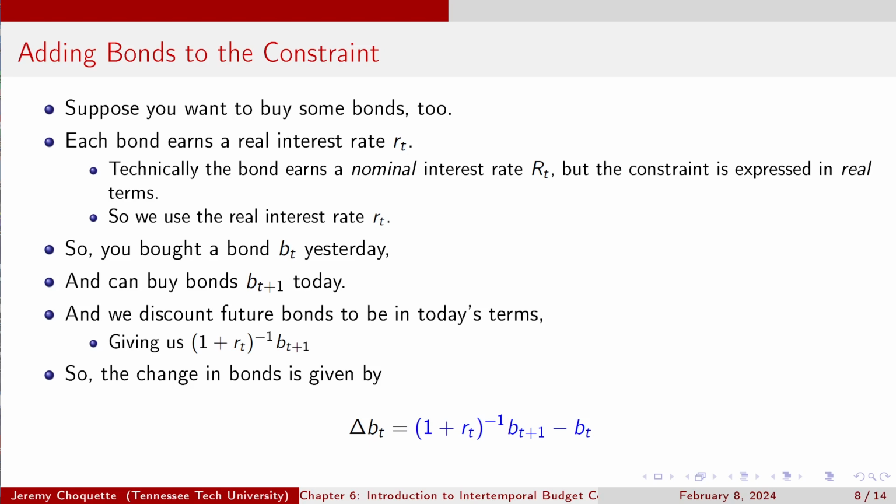So if you bought a bond B sub t yesterday, and you can buy bonds B sub t plus 1 today, right? Think like you're kind of putting an order in for the bonds, and then you actually get the bond tomorrow. Now, we discount the future bonds to be in today's terms, which gives us 1 plus the real interest rate to the negative 1, or another way to write it is 1 over 1 plus the interest rate, times B sub t plus 1. So we have a flow in bonds given by 1 plus the real interest rate to the negative 1 times B sub t plus 1 minus B sub t.